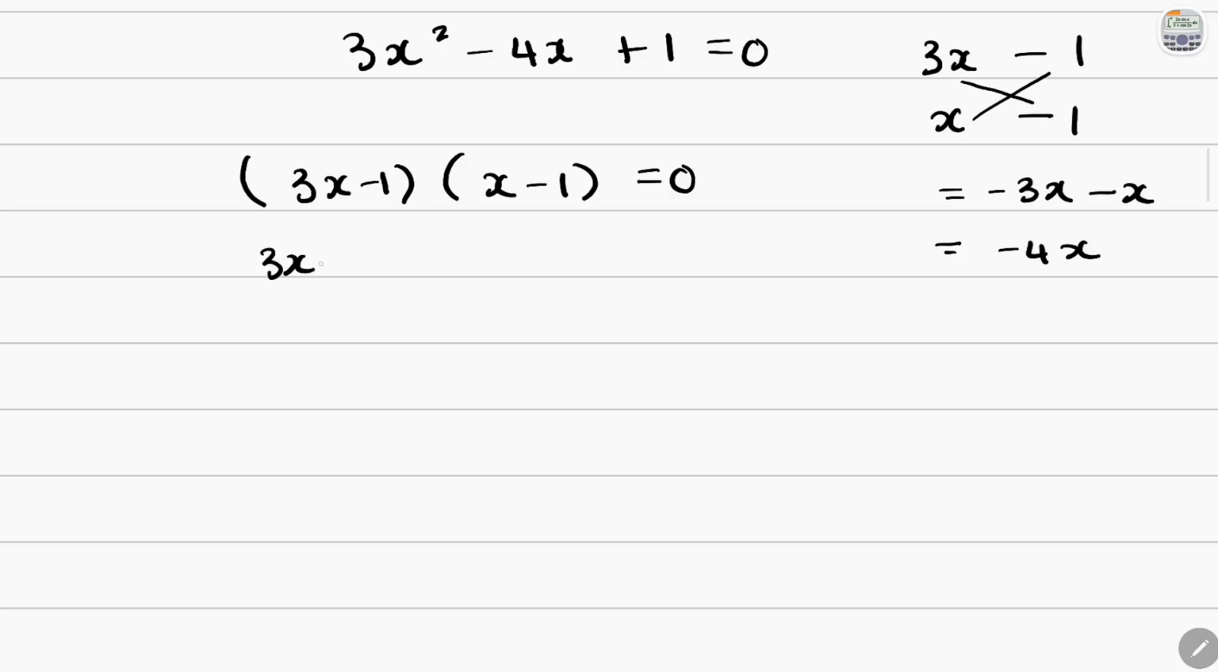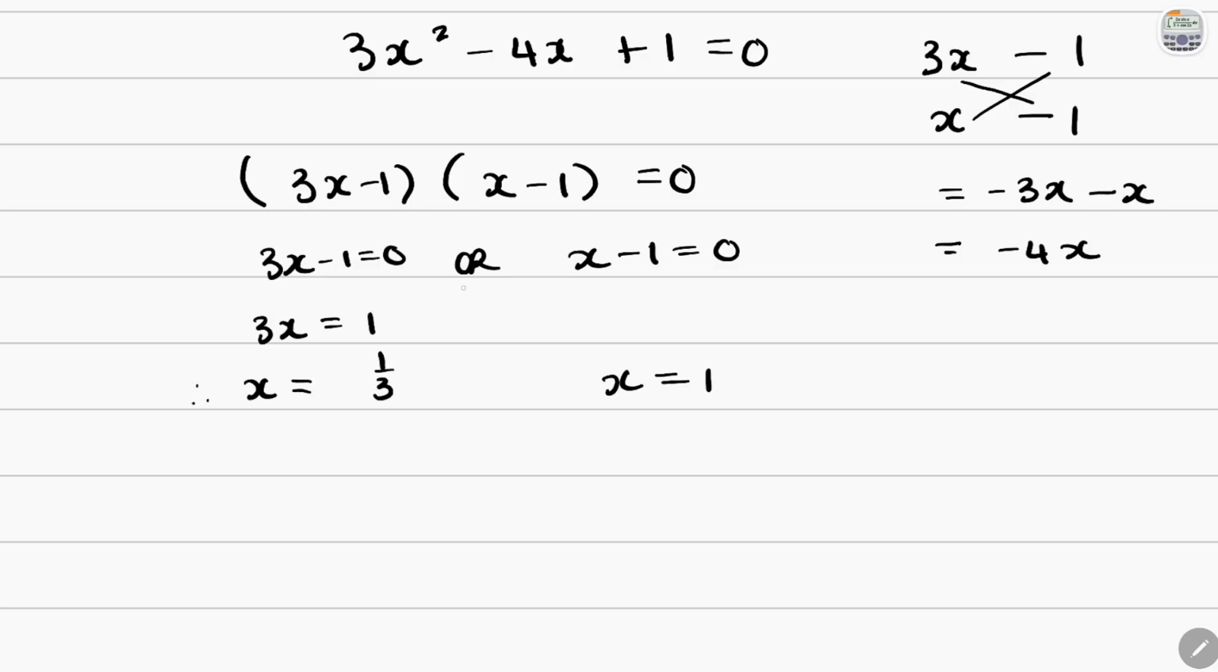Okay, so 3x minus 1 is either equal to 0 or x minus 1 equals 0. Here we'll say 3x is equal to positive 1. We transpose. Divide both sides of the equation by 3. x is equal to 1 over 3. And then here, x is equal to 1, okay, when you transpose.